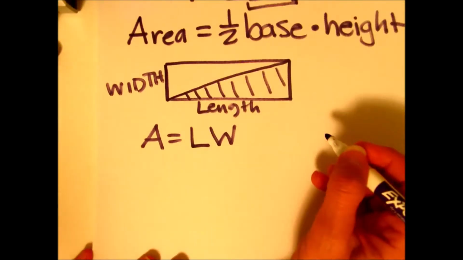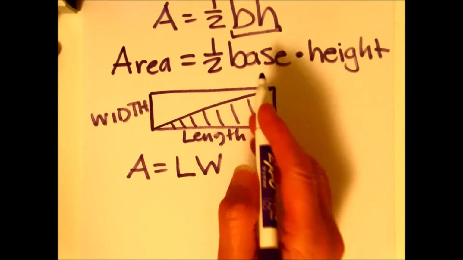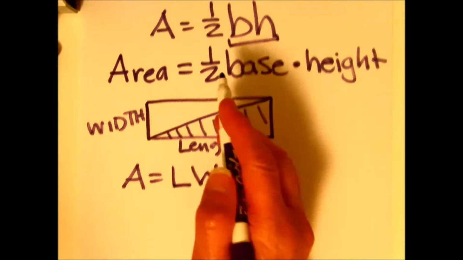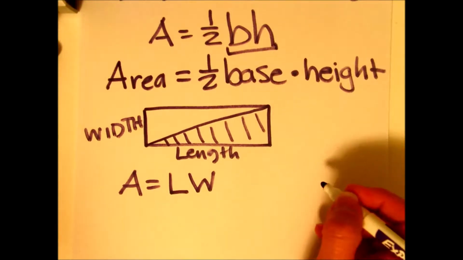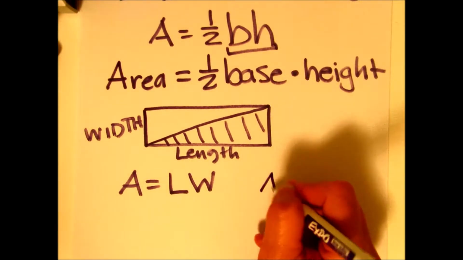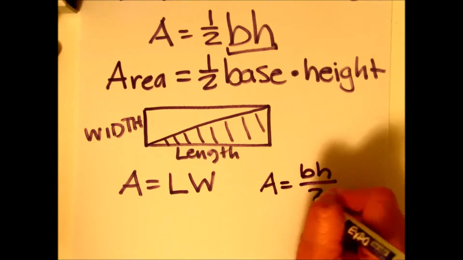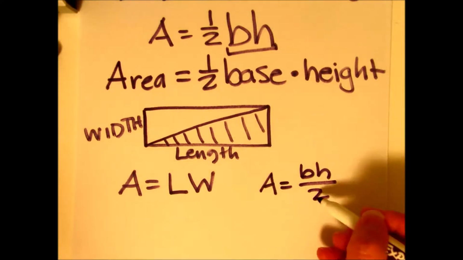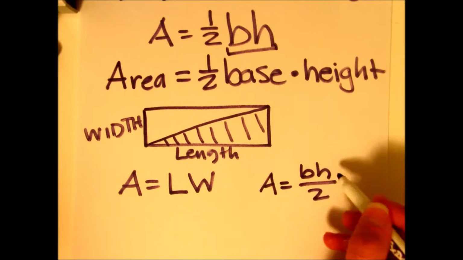So there's a couple ways that you could write the area of a triangle. The one I gave you earlier, 1/2 times base times height. Sometimes you'll also see it as area equals base times height over 2. And that's because we're dividing the product of the base and the height.